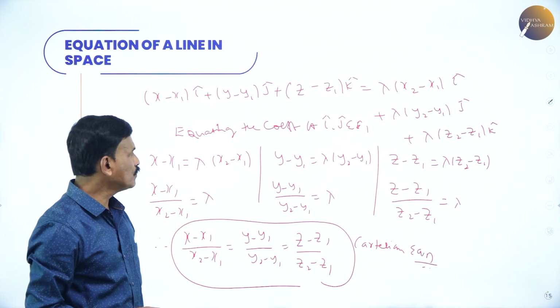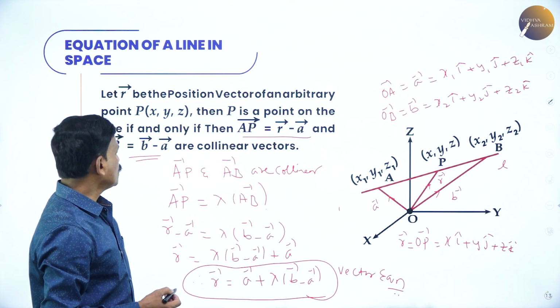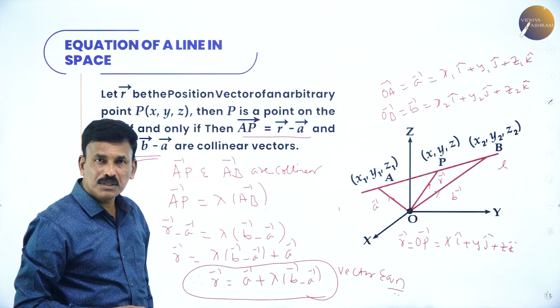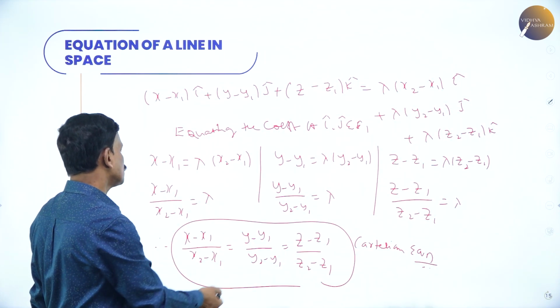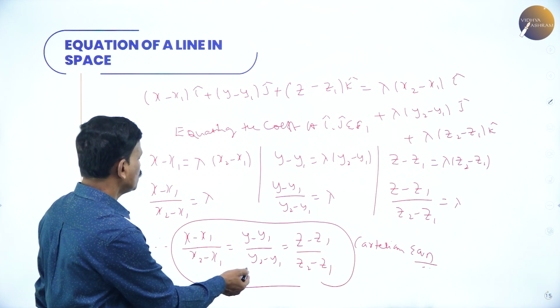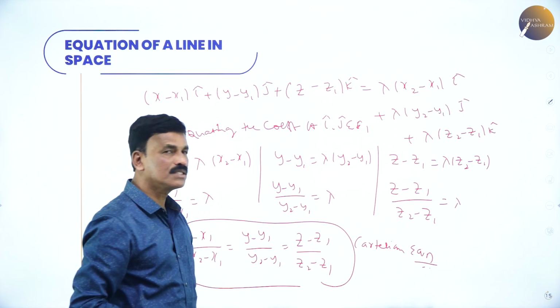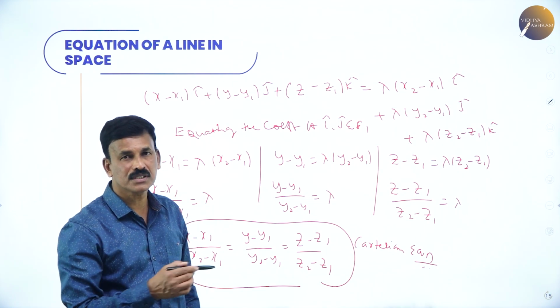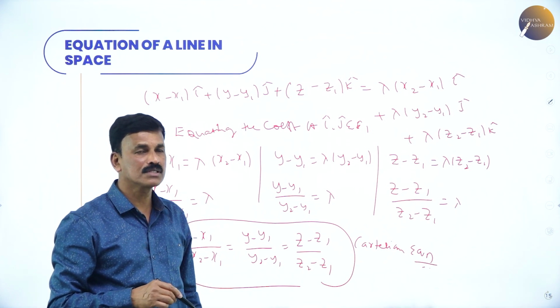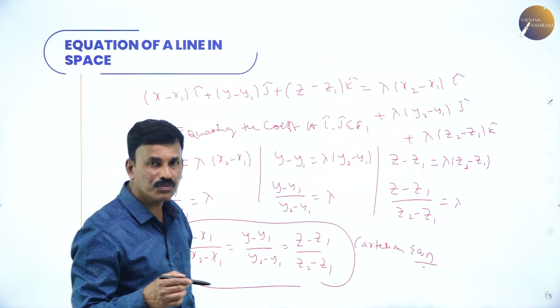Very simple. So the vector equation is vector r is equal to a plus lambda into b minus a, whereas the Cartesian equation is x minus x1 by x2 minus x1 is equal to y minus y1 by y2 minus y1 is equal to z minus z1 by z2 minus z1. That's it. Hope you followed. Very important. So you may expect either the first or second derivation for 5 marks. Now, based on this, let us take a few problems.